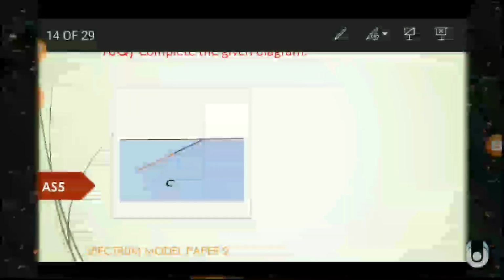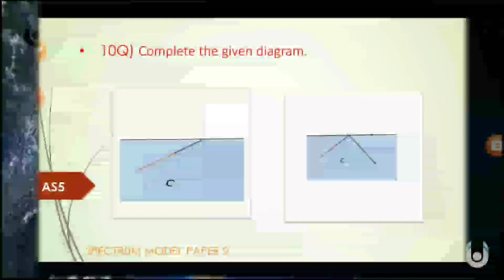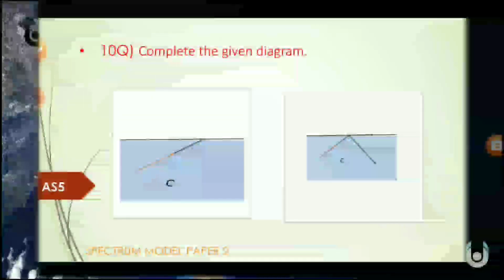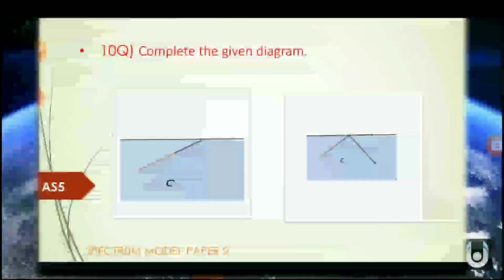This is an AS5 question. Complete the given diagram. This is the question diagram. This is the answer diagram. Here the angle of incidence is above the critical angle. Hence, the ray comes back in the same medium, and the incident ray suffers total internal reflection.